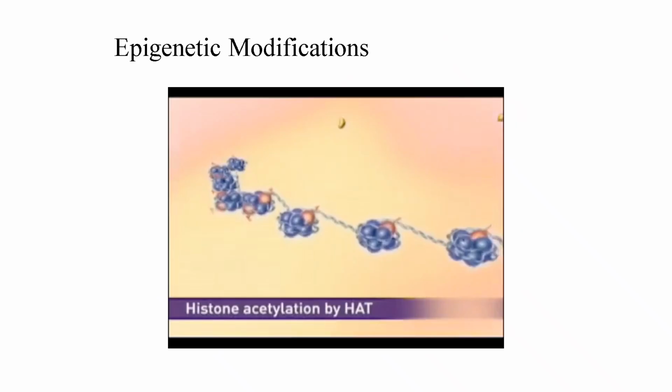This animation depicts the action of histone acetyltransferases, or HATs. These enzymes acetylate lysine residues on the histone tails, neutralizing their positive charge. The result is relaxed chromatin, allowing transcriptional machinery to access DNA more easily. Histone acetylation is a hallmark of active gene expression and plays a key role in development, memory, and disease.